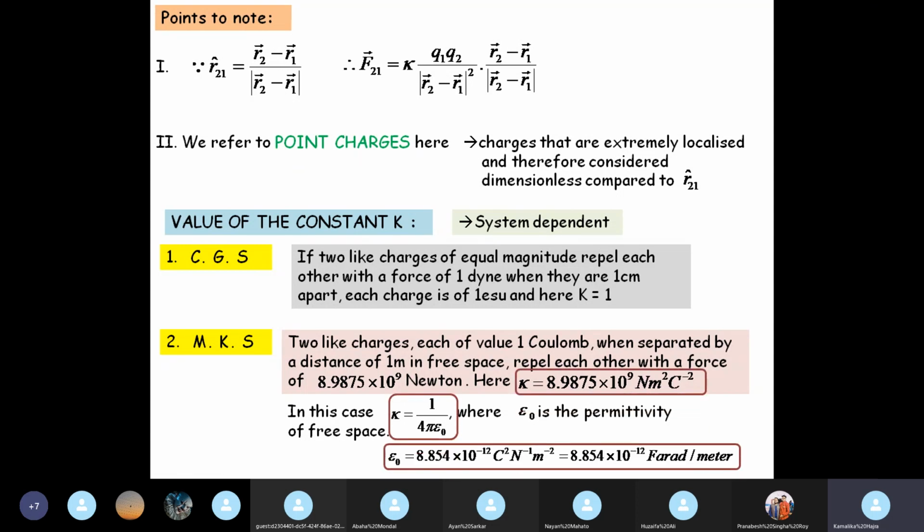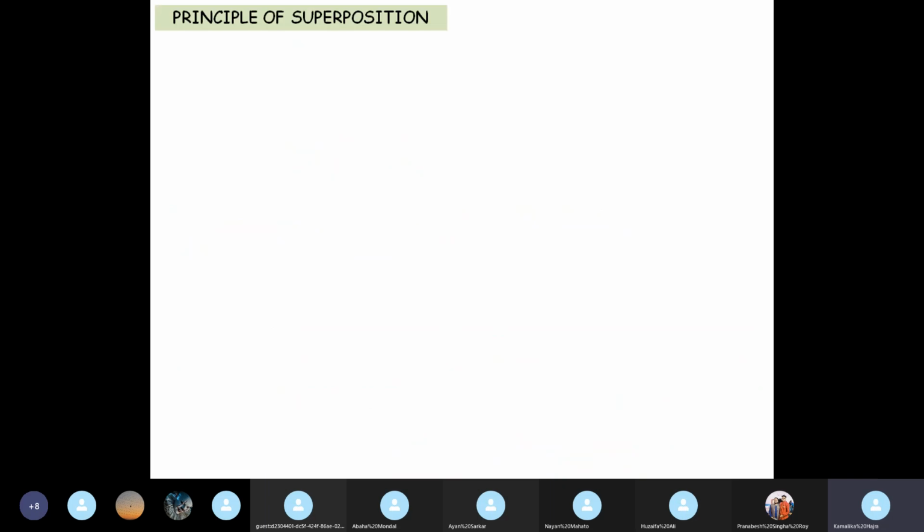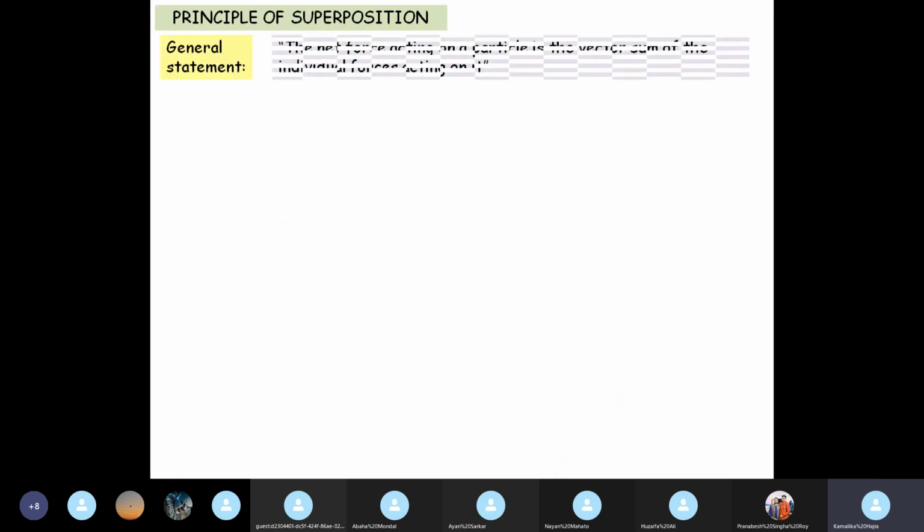Okay, so these are the three things that I highlighted, and I told you that these are the three things that we need to remember for our future problems. And then there was the principle of superposition, which I think I told you in great detail. We discussed that the net force acting on a particle is the vector sum of the individual forces acting on it.